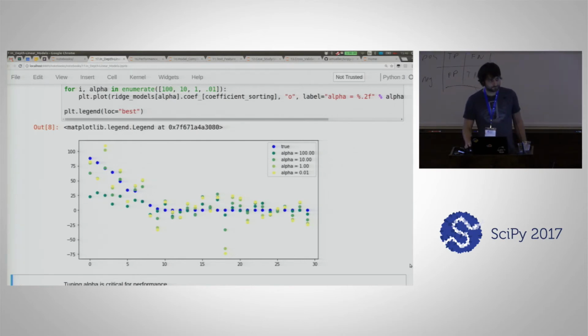How do you determine this alpha? Is it just trying it out? Yeah, grid search. There's slightly smarter things than grid search, but basically grid search. But yeah, you need to do cross-validation to find it.